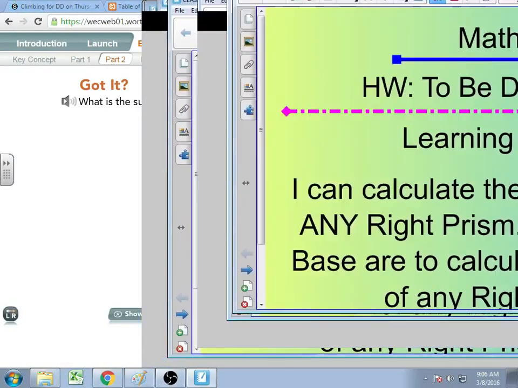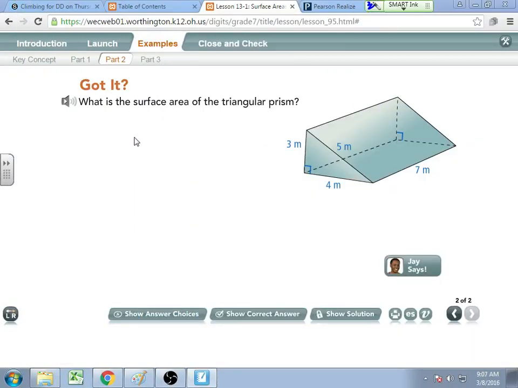Picking up on the end of 13.1. You can see that right up here at the top of my tab. We're picking up at the end of here. We got to remember how to find the surface area. Now, we could do this a face at a time. We could do one face, another face, another face. It's a really long process. We have a much easier process for finding surface area.